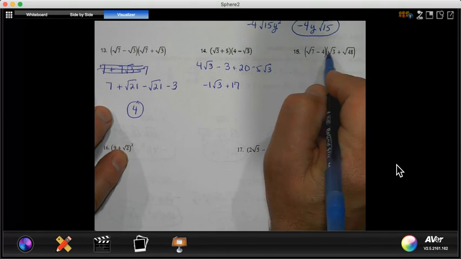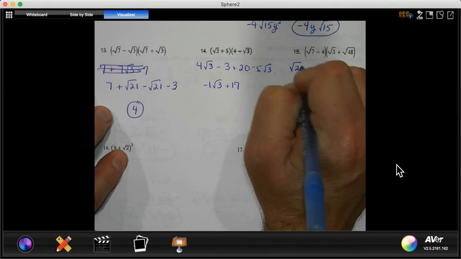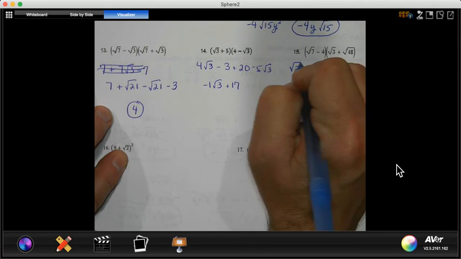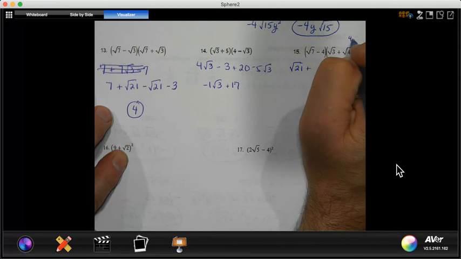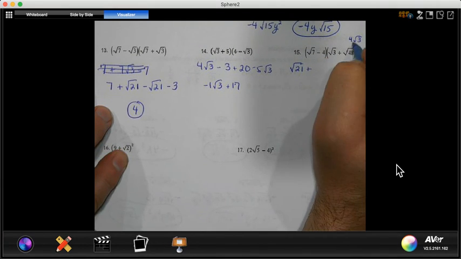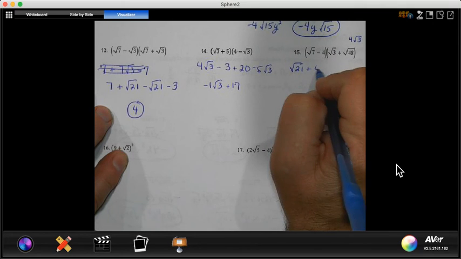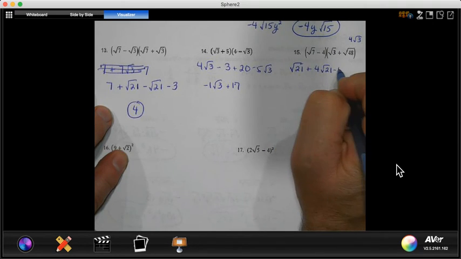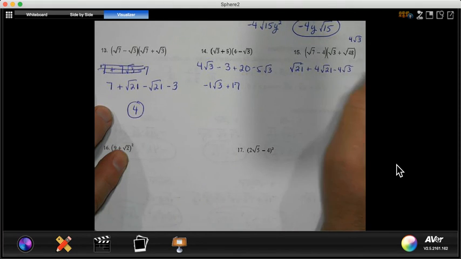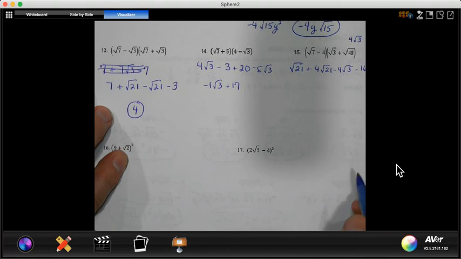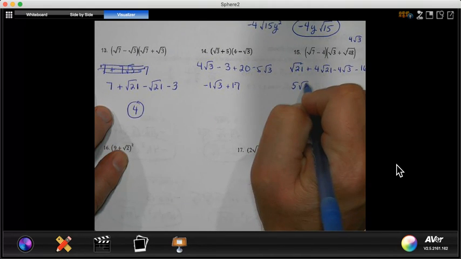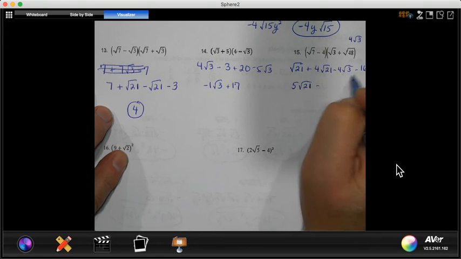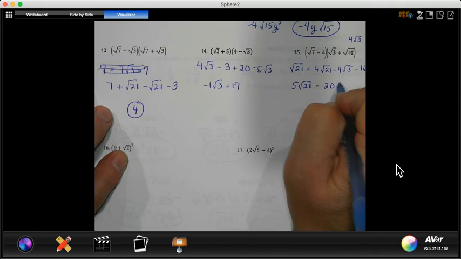Root 3 times root 7 is root 21, plus 48 can be broken down as 4 root 3, because the square root of 16 is 4. So I'm going to do 4 root 21 there minus 4 root 3. And then minus 16 root 3. Awesome. So I can combine the 21s. That's 5 root 21. And I can combine those. 4 minus 16 is negative 20 root 3.